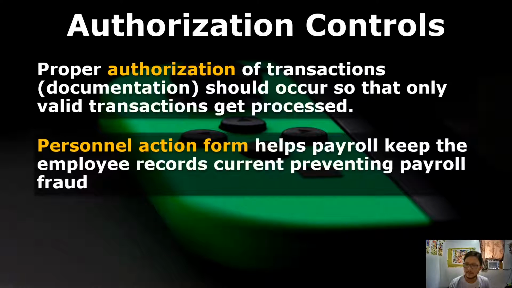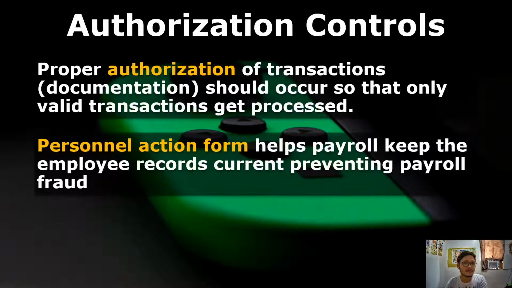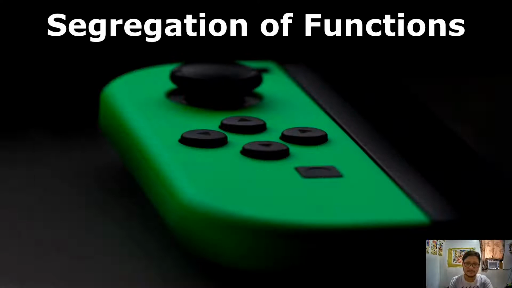In payroll cycle, personal action forms help payroll keep the employee records current, preventing payroll fraud. So to authorize payment to employees, kailangan mayroong payroll action forms. If a payroll action form is not provided, no pay should be given to a particular employee. Disbursement vouchers will authorize preparation of the payroll check. So, bawal mag-prepare si cash disbursement ng check kung walang disbursement voucher coming from accounts payable. Okay? Next. Segregation of functions.